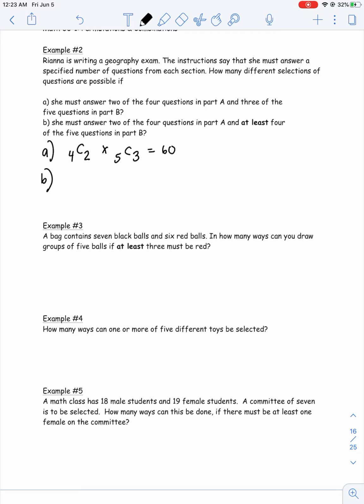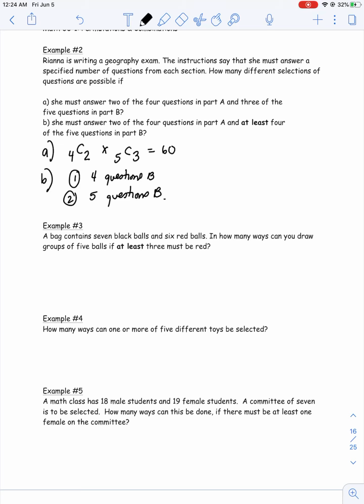Now B, it says she must answer 2 of the 4 questions in part A and at least 4 of the 6 questions in part B. So this is where we're going to have cases. Case 1 could be where we answer at least 4 of the 5 questions. So this is where we can answer 4 questions in part B. And then case 2 would be, what if we answer 5 questions in part B?